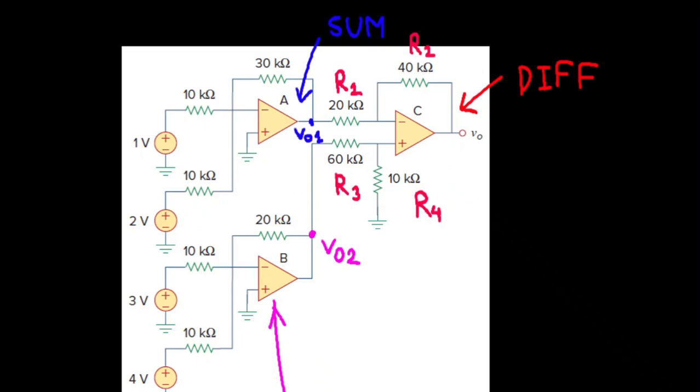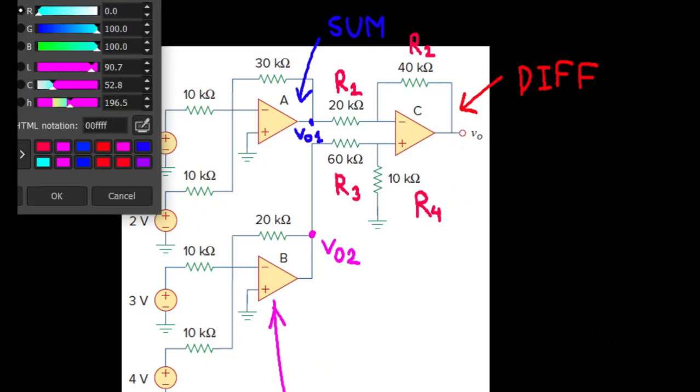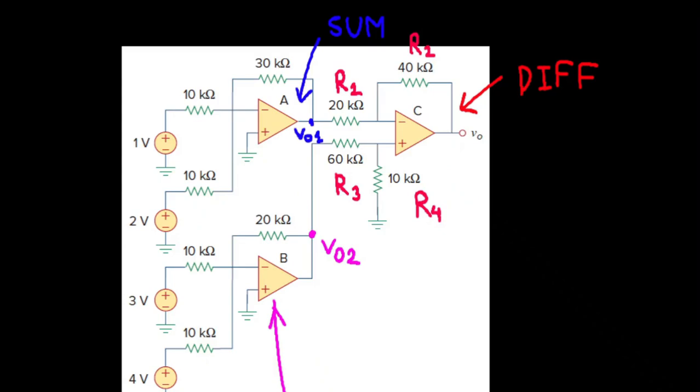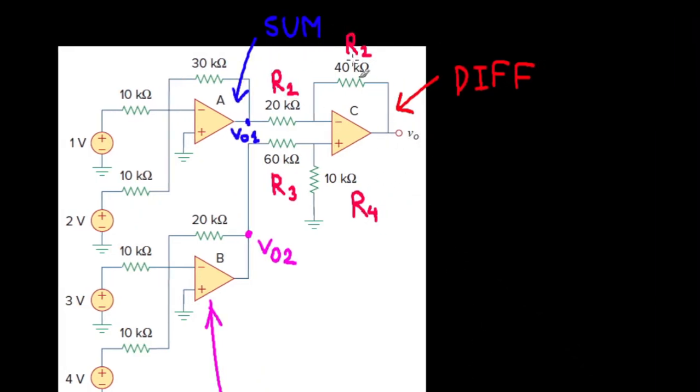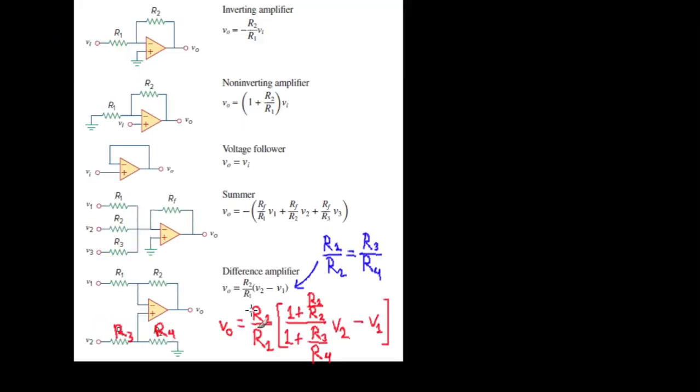So let's see if the ratio of the resistances are equal or not. We can just do it mentally. R1 by R2 is 20 by 40, that's half. And R3 by R4 is 60 by 10, and that is 6. These are definitely not equal, so this wouldn't simplify to our simpler formula, which is R2 by R1 times V2 minus V1. We're actually going to have to use the big formula.